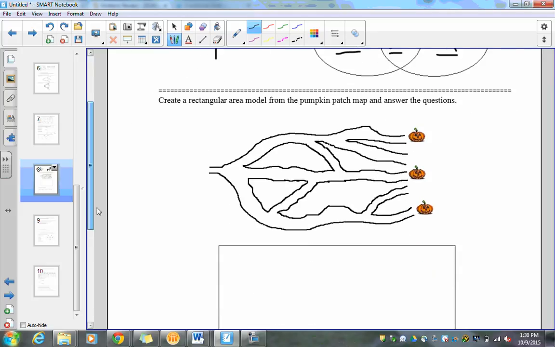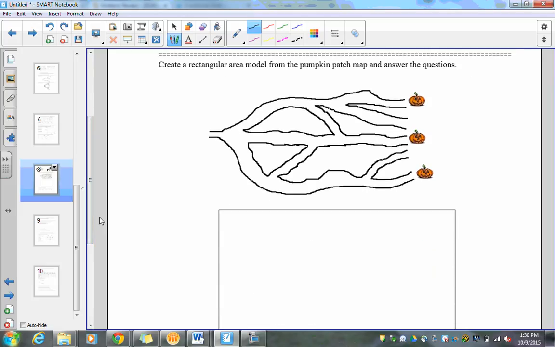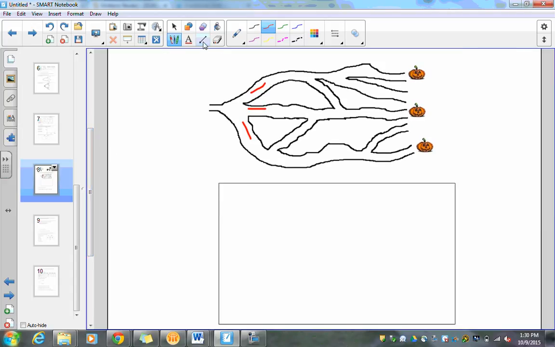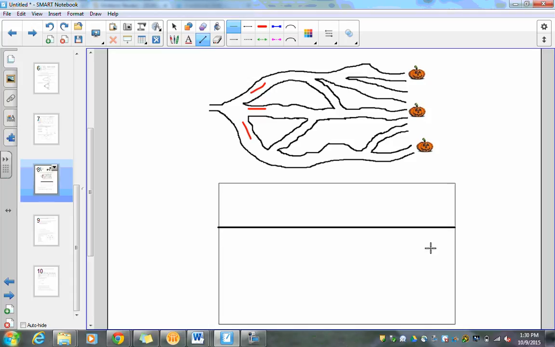Moving on. Create a rectangular area model. If you notice here, we have this route, and this route. So we have the upper, middle, and lower route. So I'm going to divide up my area model into thirds here. Try to make it as even as possible. I know it's not going to be the best drawing, but as even as possible.